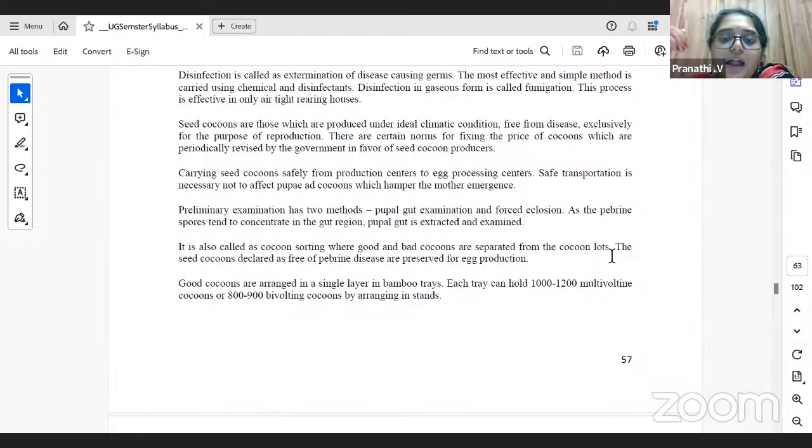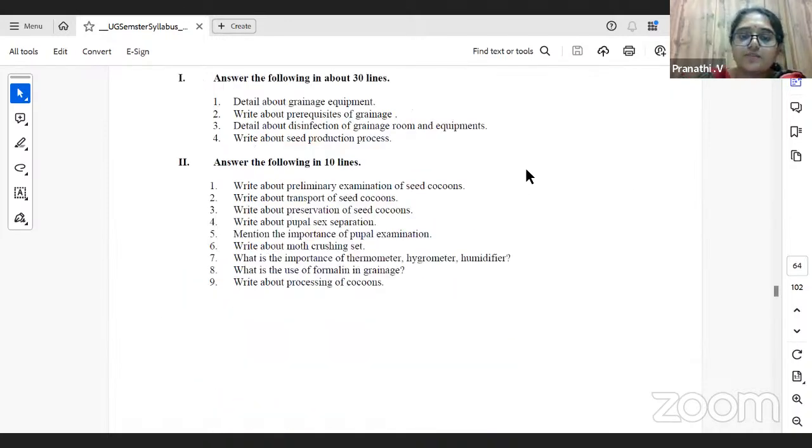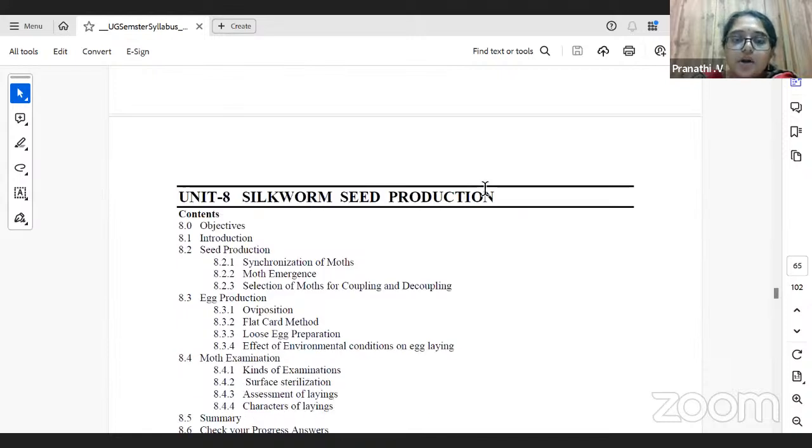The cocoons are separated from the cocoon lots, and again you check for the pebrine disease, and then you arrange those in a single layer in bamboo trays with around 1000 to 1200 multivoltine cocoons or 800 to 900 bivoltine cocoons, arranging them in the stands. Checking and separating both the male and the female has to be done. Industrial seeds are basically hybrids of two or more races, so this has to be done. If they are not separated before the emergence, that is your eclosion, then pairing occurs within the same race. So sexing actually helps in true hybrid production. So this is all about your grainages.